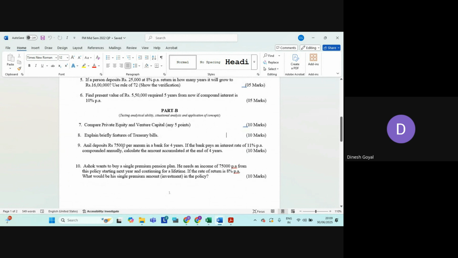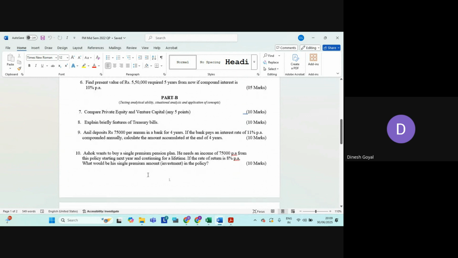So this is clear. ये तो clear है. Now this 10th one, this you can see. Ashok wants to buy a single premium pension plan. He needs an income of 75,000 per annum from this policy starting next year and continuing for a lifetime. If the rate of return is 8% per annum, what would be single premium amount in the policy?